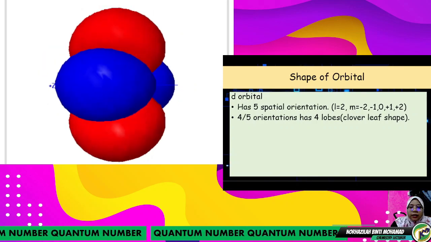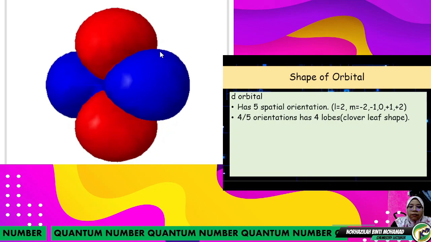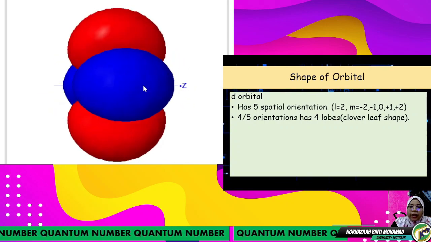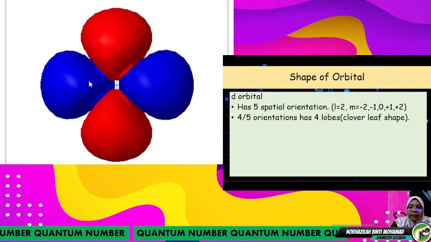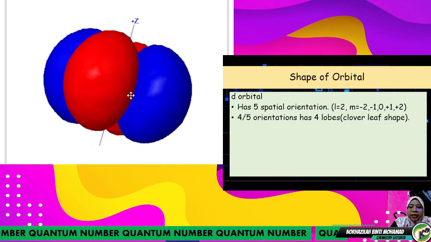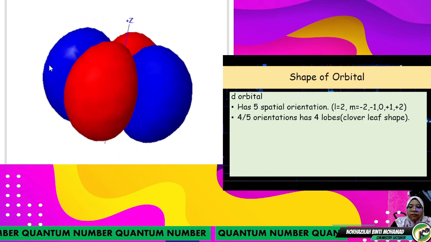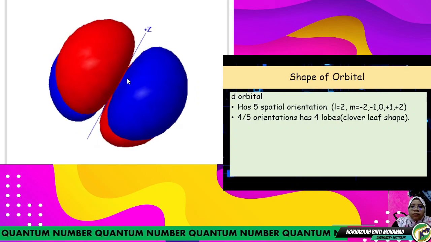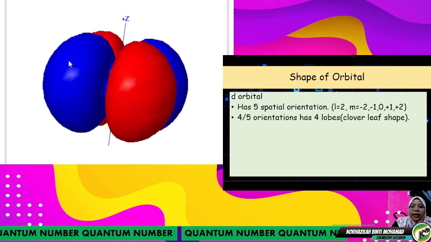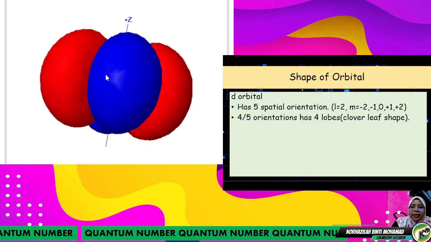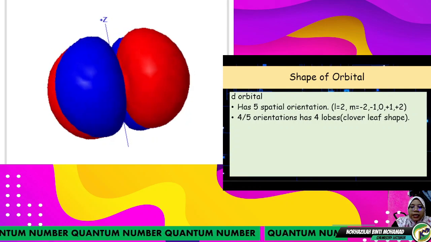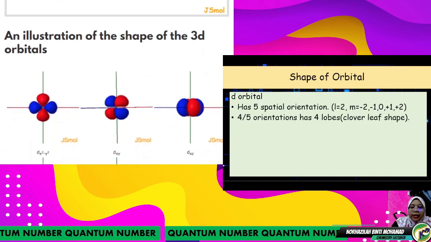So the orientation that has 4 loops, the first one is the dx squared minus y squared orbital. In this d orbital, you will see that the 4 loops, 2 of the loops lie on the x axis and another 2 lie on the y axis. That is the orbital dx squared minus y squared.